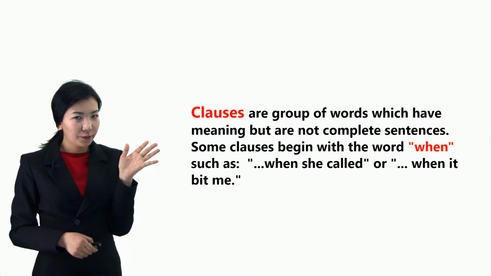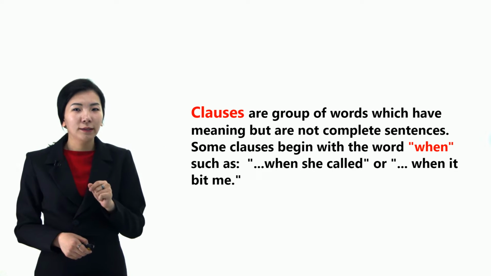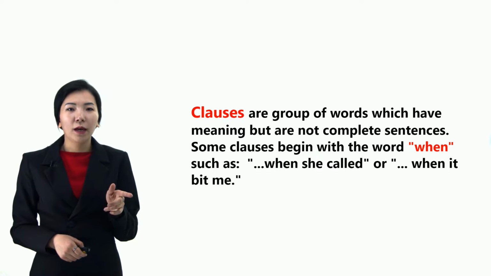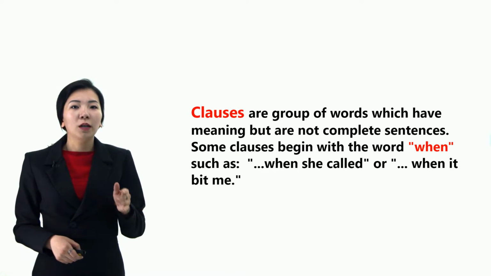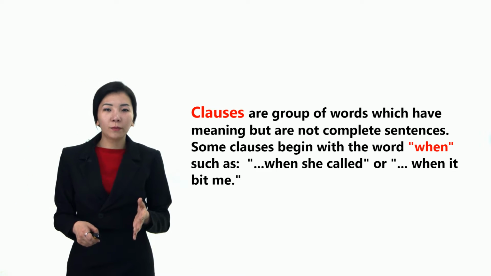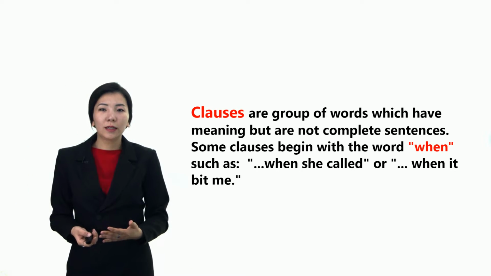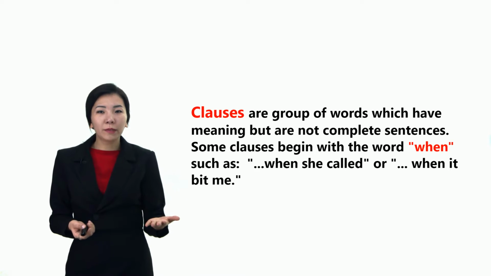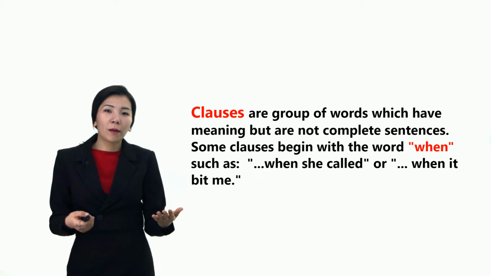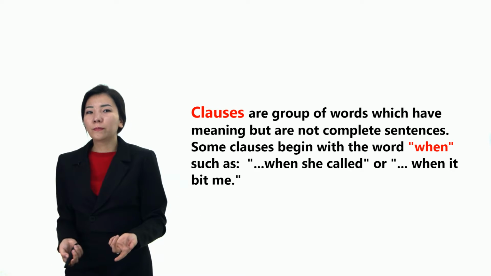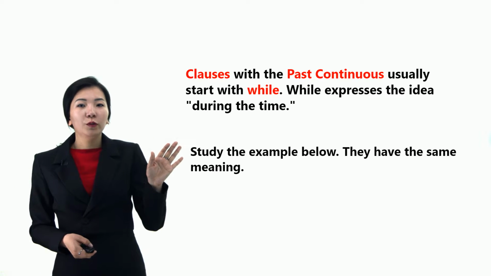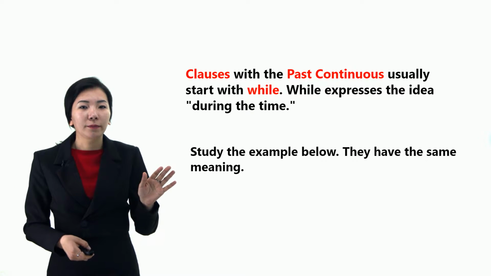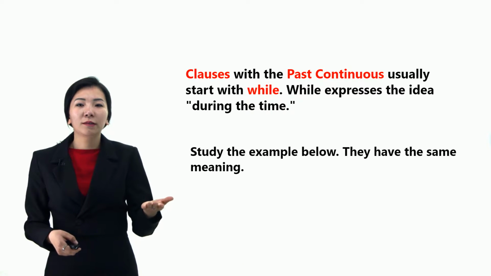Okay, have you ever heard of clauses? If you haven't, let's look at the definition of clauses and how it's used in the past continuous sentences. Clauses are groups of words which have meaning but are not complete sentences. Some clauses begin with a time expression like when, for example, when she called or when it bit me. Clauses in past continuous usually start with a time expression while. While means during the time.